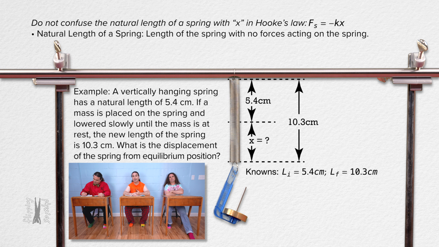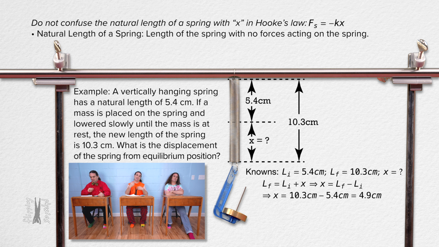And we are solving for x. The final length of the spring equals the initial length of the spring plus the displacement from equilibrium position. So x equals length final minus length initial, or 10.3 centimeters minus 5.4 centimeters, which is 4.9 centimeters. The displacement from equilibrium position is 4.9 centimeters.